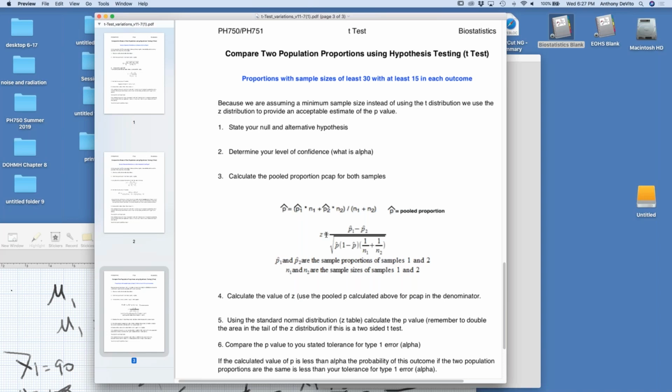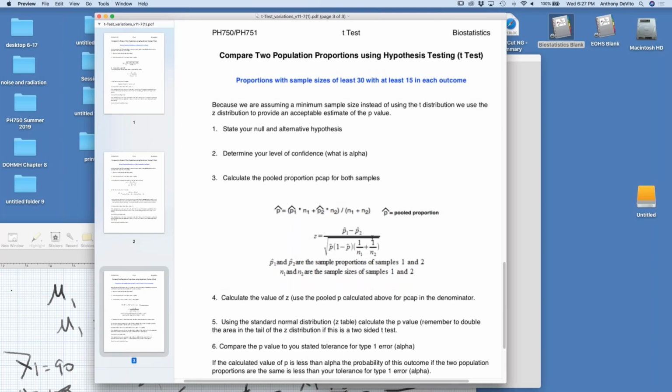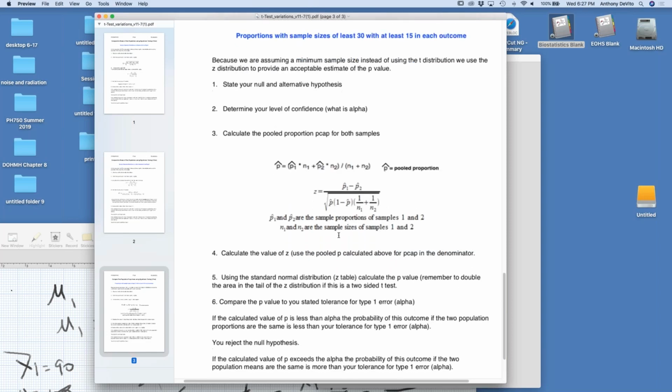but big sample, very big sample. And Z, we know, is 1.96. So if this calculated Z-score comes out to be bigger than 1.96, you would reject the null hypothesis.